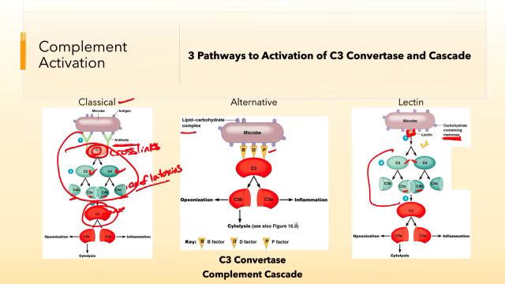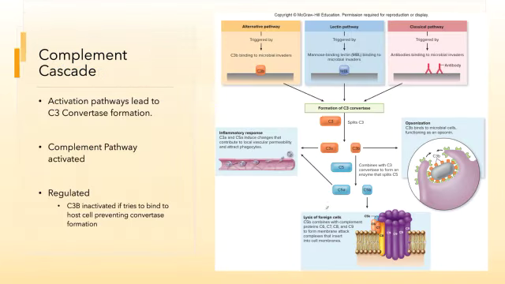So now that we have looked at the three different ways that complement can be activated, we take a look at the actual complement cascade itself. Here we have our three pathways: alternative, lectin, and classical. And no matter how it's activated, through any of these pathways, we get formation of C3 convertase.